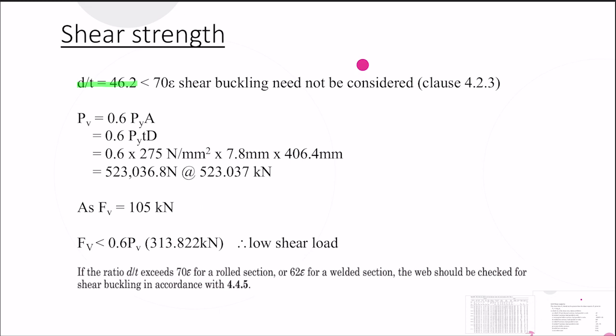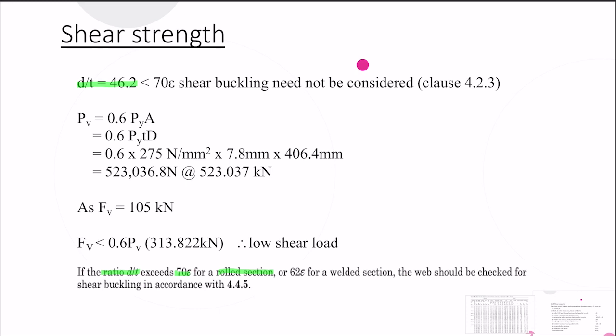Okay. So, less than 70 constant. The constant here is still one. Okay, so 70 times 1. Okay, which means that shear buckling need not be considered. This is according to clause 4.2.3. Where did I get this one? All from the British Standard. Okay, because it mentions that if the ratio D over T exceeds 70 constant for rolled section and 62 constant for welded section, the web should be checked for shear buckling in accordance to clause 4.4.5.